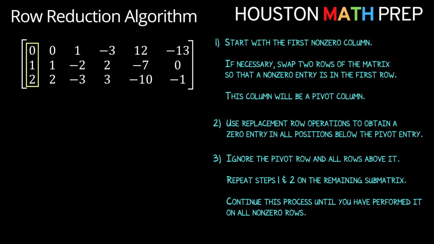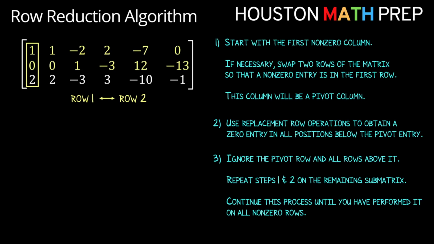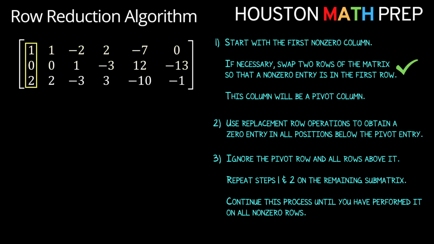So the first step says to start with the first non-zero column. In this matrix, we don't have any completely zero columns, so there's no worry there. But we do want to pay attention to what's going on in our first column in the initial setup. Since we have a 0 entry in the top spot, we'll first need to swap that first row with another row that has a non-zero entry in that column. Here I'll just go ahead and choose row 2. You could swap the first row with row 3 if you prefer, that would be just fine, but I'll use row 2. So swapping that gives me a 1 in the top spot, and the row with the 0 drops down, and this is going to be our first pivot column.